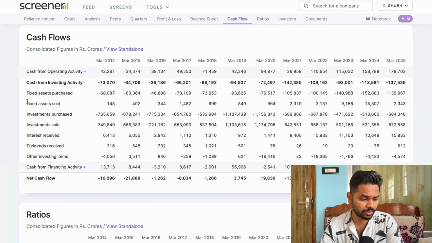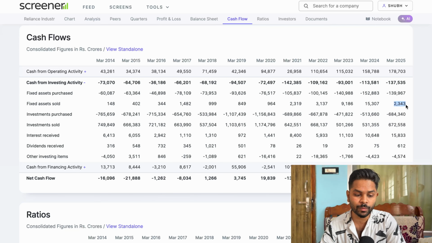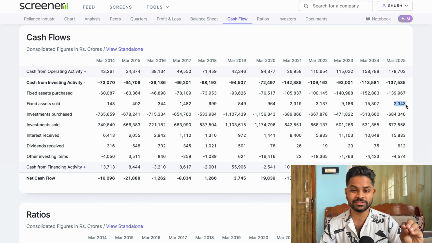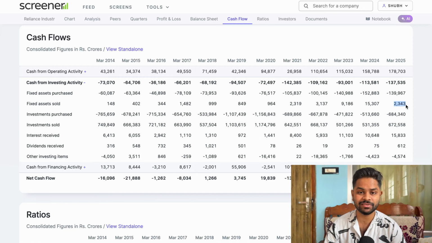Fixed asset sold, how much fixed asset they have sold. Last year it was 15,307, this much worth of assets they sold, so the cash came in. And this year they have sold only 2343 of fixed assets, and have received less cash, which means it is very good that they are not selling their assets. Compared to last year, they have received less money from selling assets.